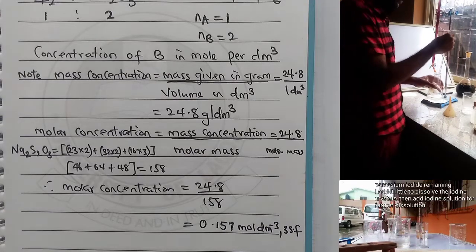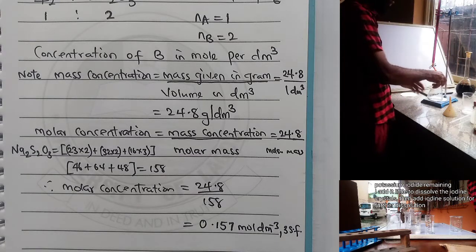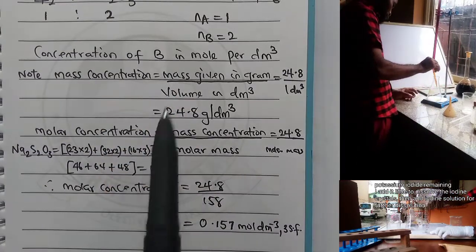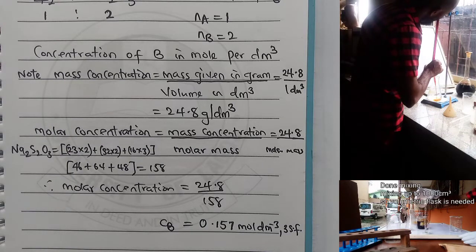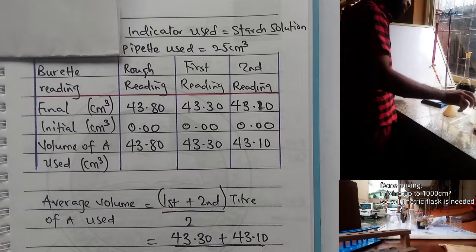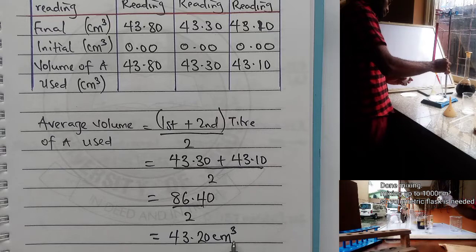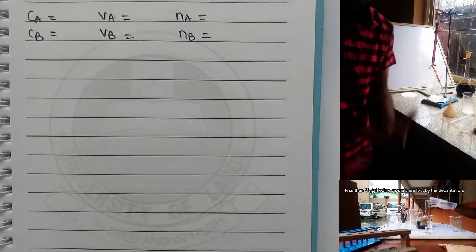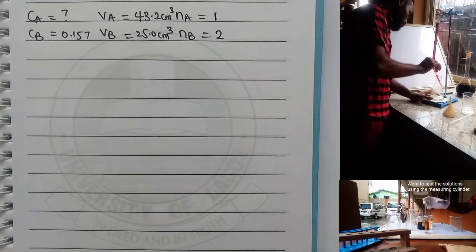Let's look at question number BII, that is the concentration of solution A in mole per dm cube. We have gotten the concentration of B. So we have Na, we have Nb, we have Cb, we have Va, we have Vb. Vb is 25 centimeter cube as we got here. So this is the Vb, and this is our Va. This is the only value that is not found here, so we look for Ca.